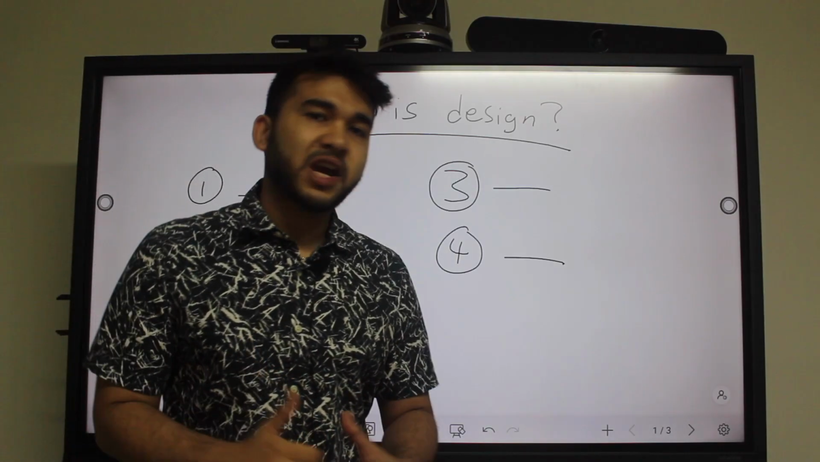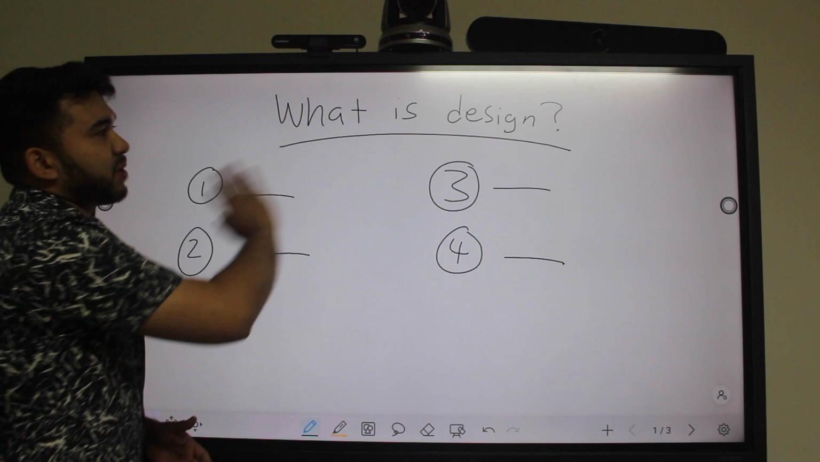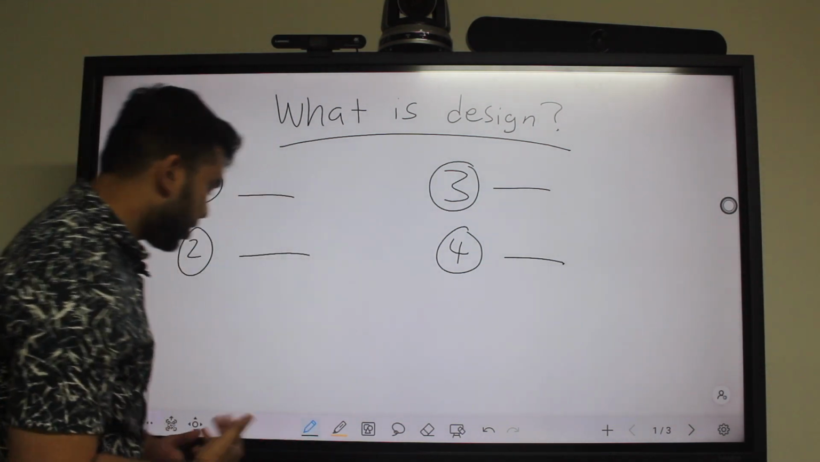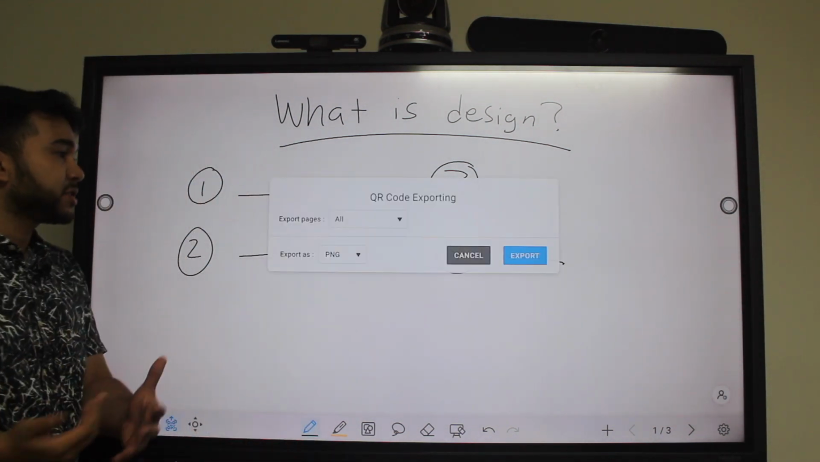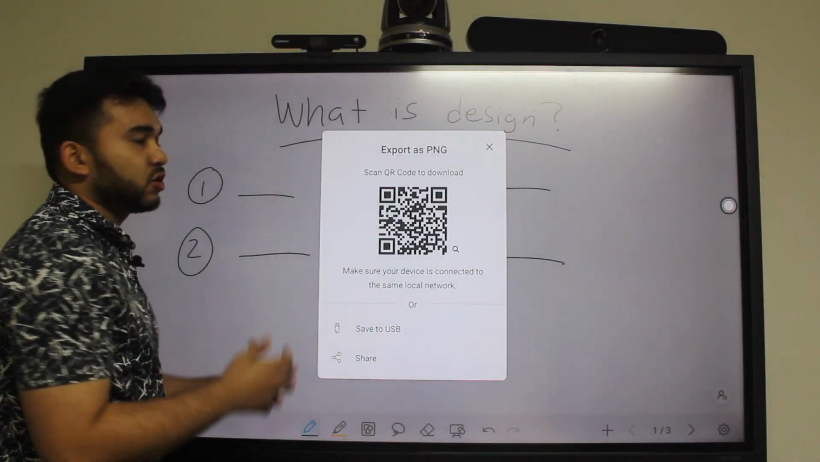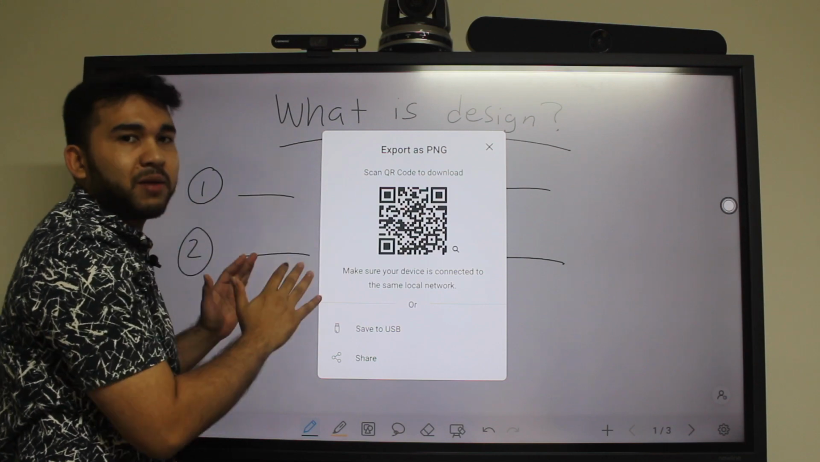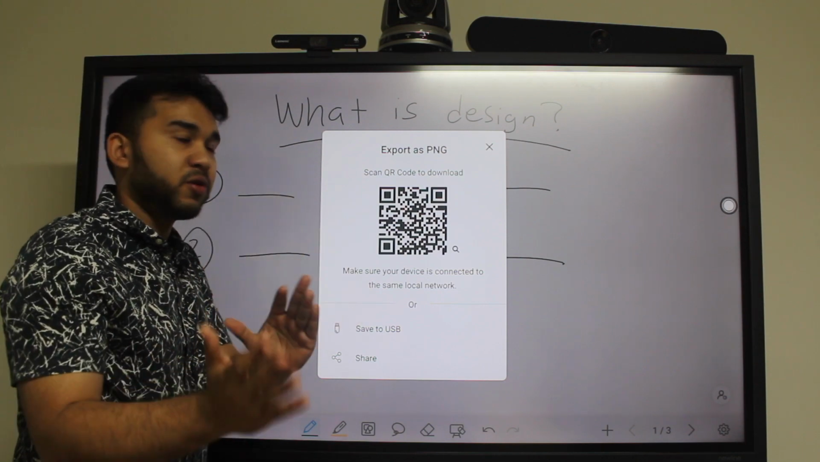Now let's take a look at the share function that we have on this Newline Q Series. So for example, after you have done maybe some of your notes or some of your drawings, you can choose to share it to your participants either using a QR code. So you can export it using a QR code, so your participants can just scan the QR code, and whatever you have drawn or written on the whiteboard will be saved directly onto their phone or devices.